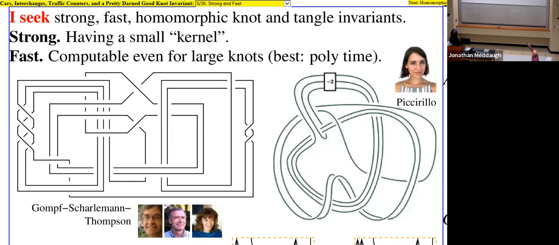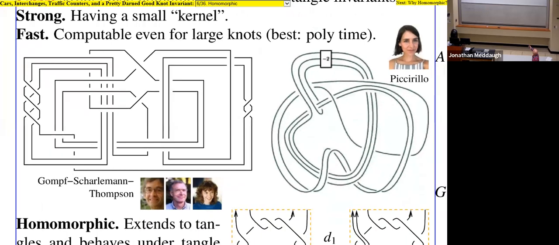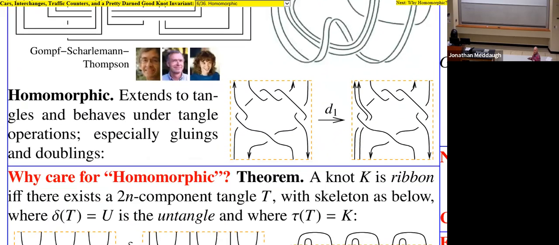So I told you what strong and fast is. Now I need to tell you what is homomorphic. I will be a bit loose about homomorphic throughout this talk, even though it's very, very important. So homomorphic means it should extend to tangles. So tangles are like pieces of knots.